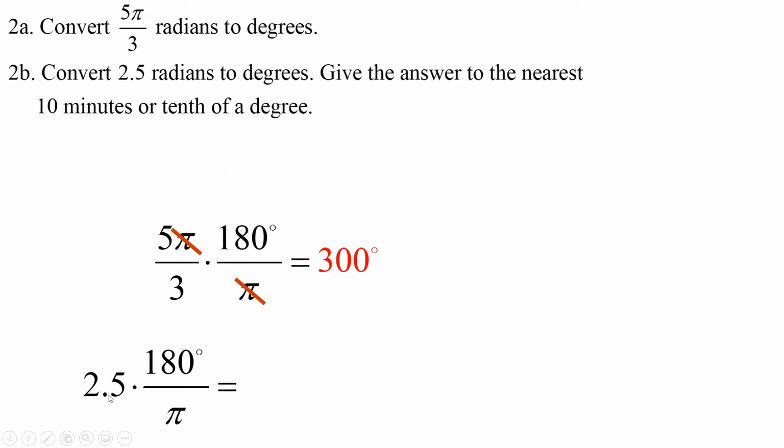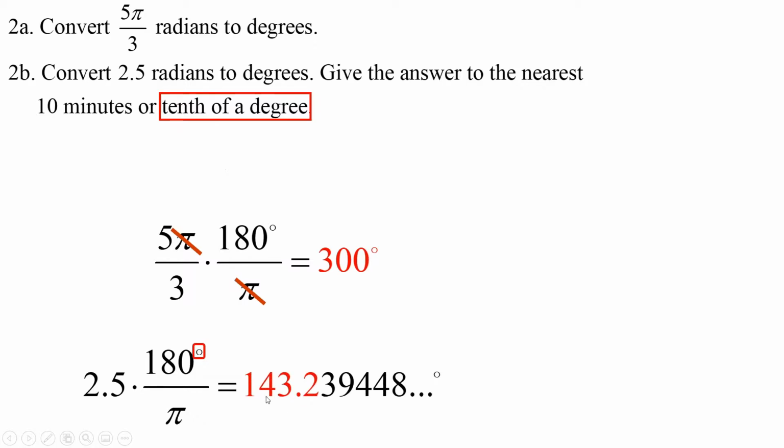So I'm going to punch this out on my calculator, and my answer will be in degrees. So there's my degree symbol right there. What's 2.5 times 180 divided by pi on my calculator? To the tenth of a degree, it would be 143.2, and the rest of this decimal is 39448 if you're interested. But they want the answer as 143.2 degrees.